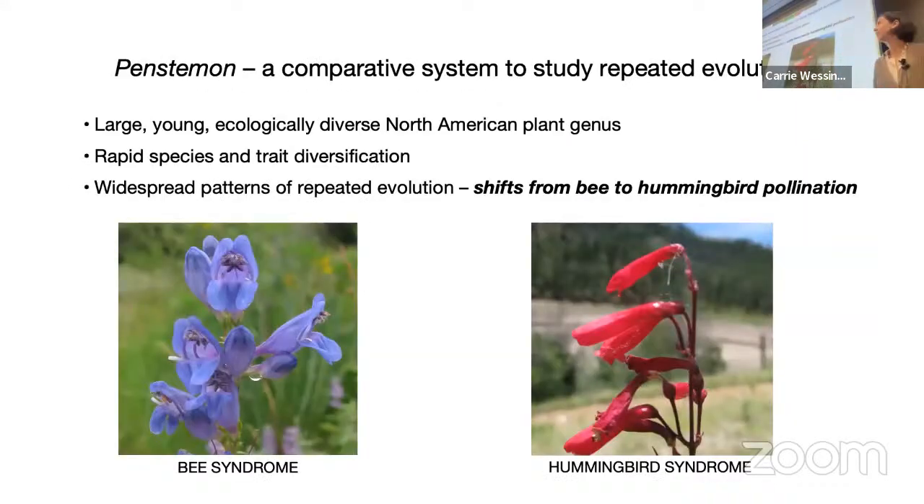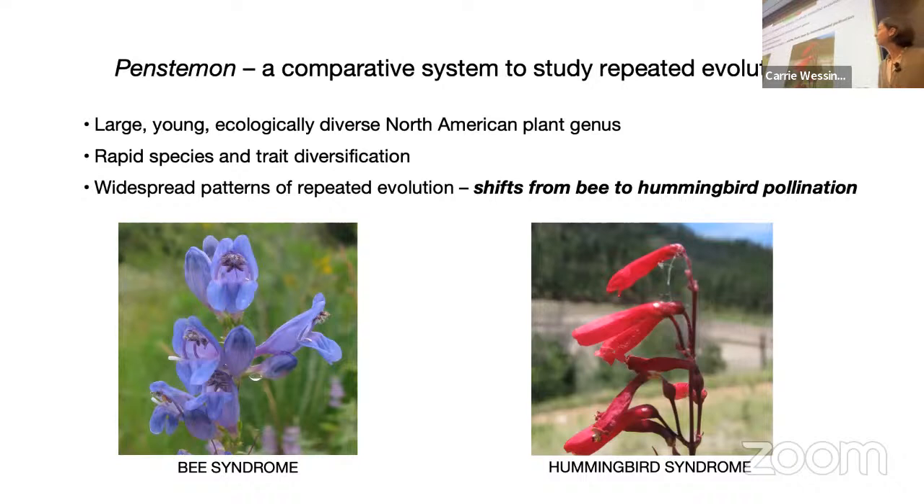And so we've been developing these Penstemon wildflowers as a new study system to understand how genetic and ecological features contribute to patterns of repeated evolution. Penstemon is a large North American wildflower genus, perennial wildflowers of roughly 300 species. They've rapidly diversified. Diversity is concentrated here in the Western United States. And they show ecological diversification in lots of traits, including widespread patterns of repeated evolution.